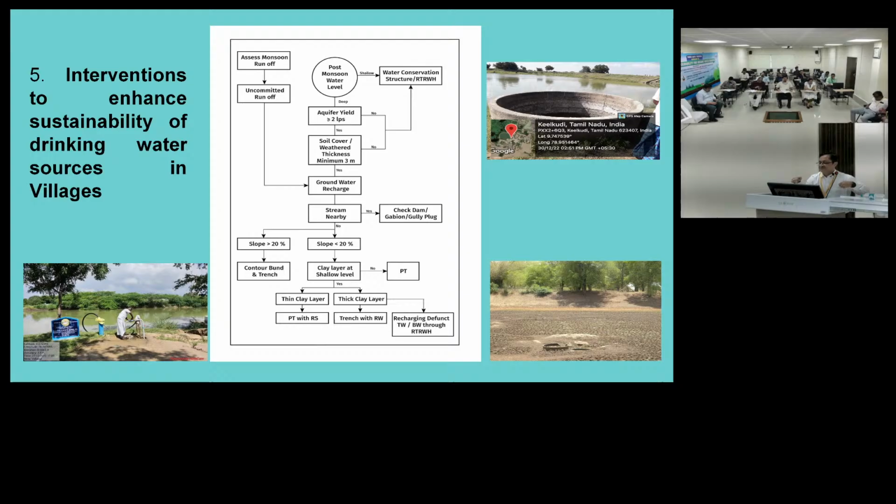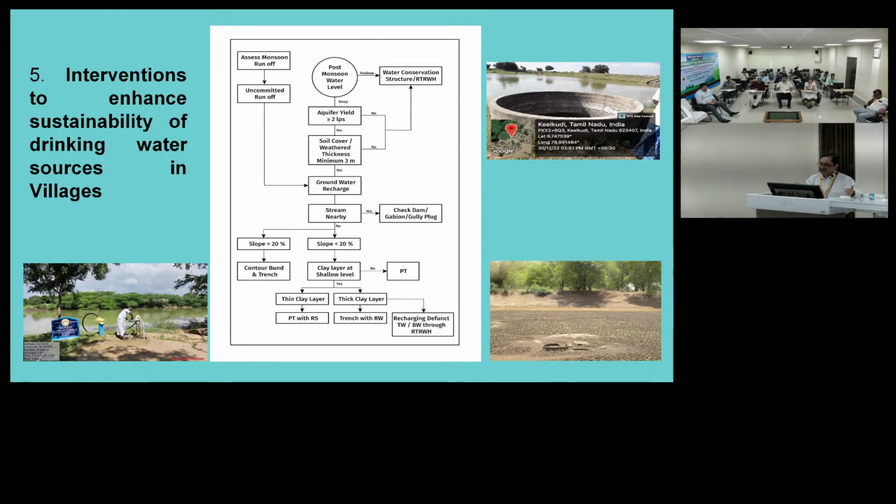And then, if you have uncommitted monsoon runoff, only then can you make an intervention. So, it comes directly to groundwater recharge. When doing groundwater recharge, first we have to check whether any stream is nearby. If yes, go for a check dam, gully plug or nalaban, those types of things. If no, then check the slope: more than 20% or less than 20%. If more than 20%, you can go for contour banding or trenching.